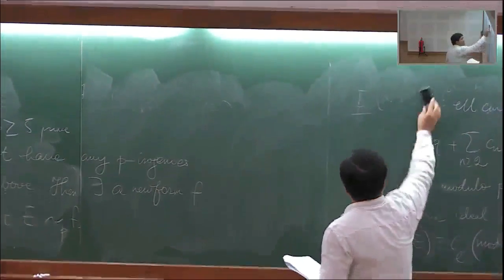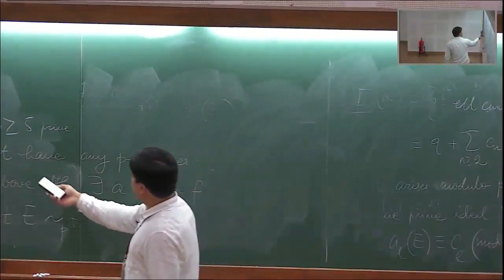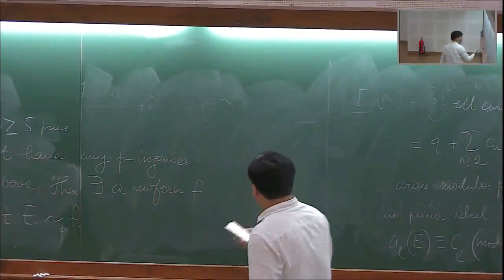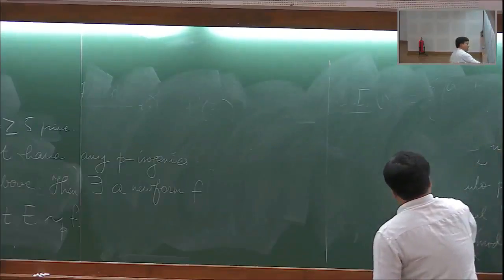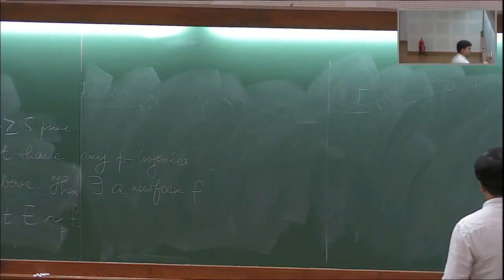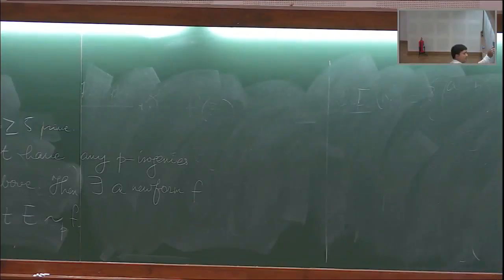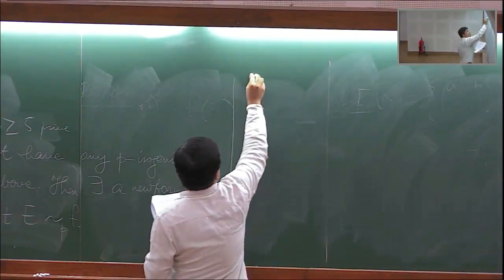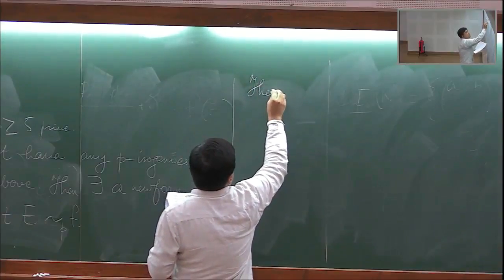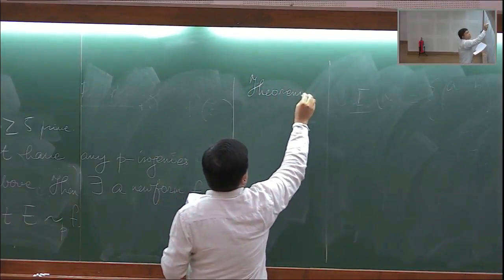Okay, so I have this condition that E does not have any P isogenies. Now let me give you a few statements on how to check that E doesn't have any P isogenies. This is a theorem due to Mazur. You can look up the Eisenstein ideal paper of Mazur for this.